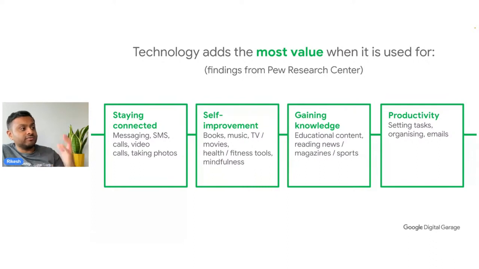And that is through the Pew Research Center findings, where they spoke to a select number of individuals. So this is very much proportionately based. But what they found is these four boxes. You can see that technology adds the most value to individuals when it comes to staying connected.